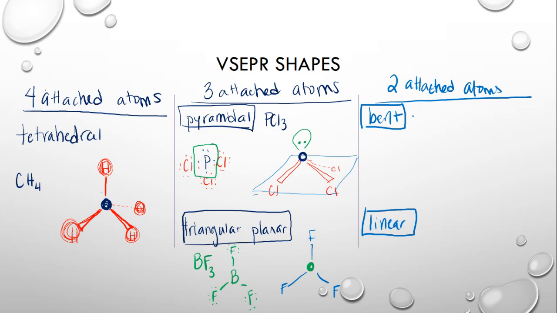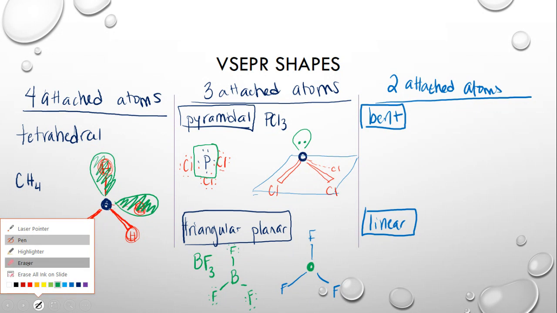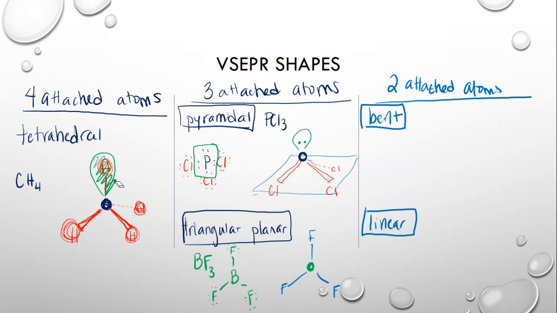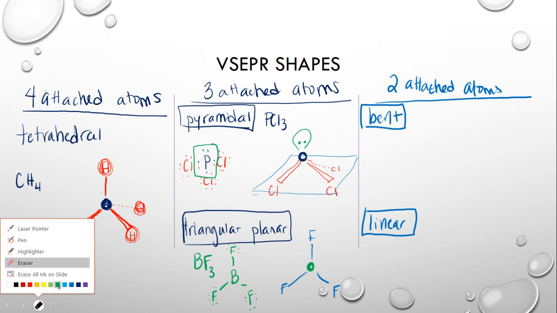So as far as bent goes, it's another version of this tetrahedral shape. It's got this idea of 4 regions of space, but this time what's going to happen is we're going to have electrons in one region, like right here, and then we could have electrons like right here in this region. So you don't see these electron regions, you only see the bottom 2. So it looks bent, kind of like a boomerang.